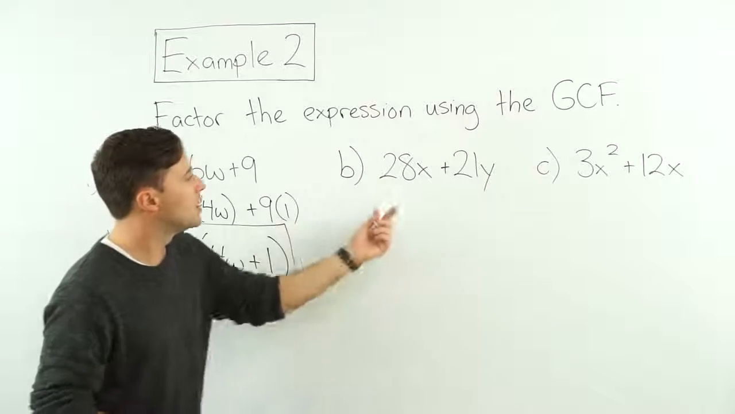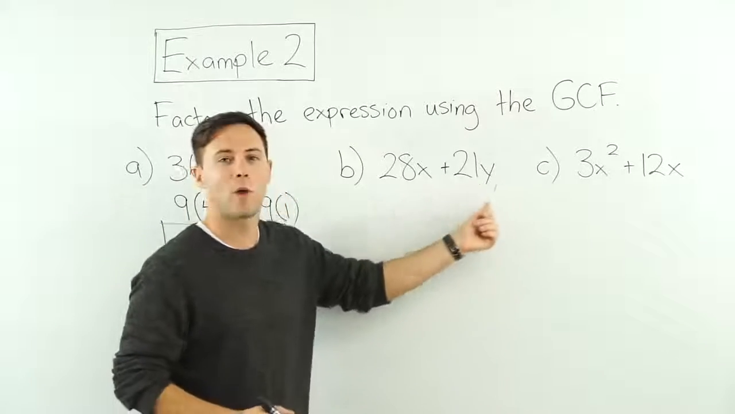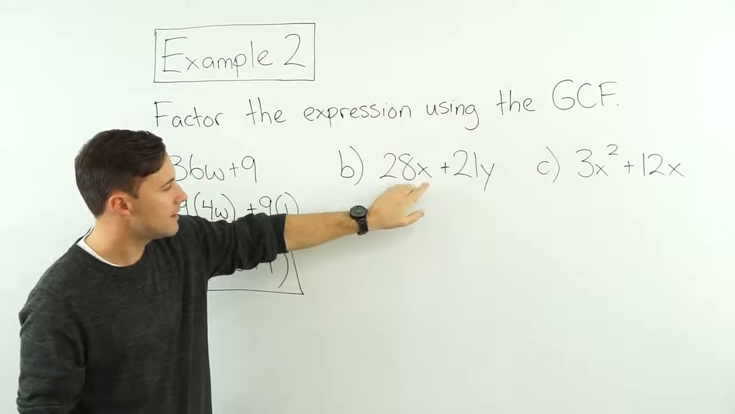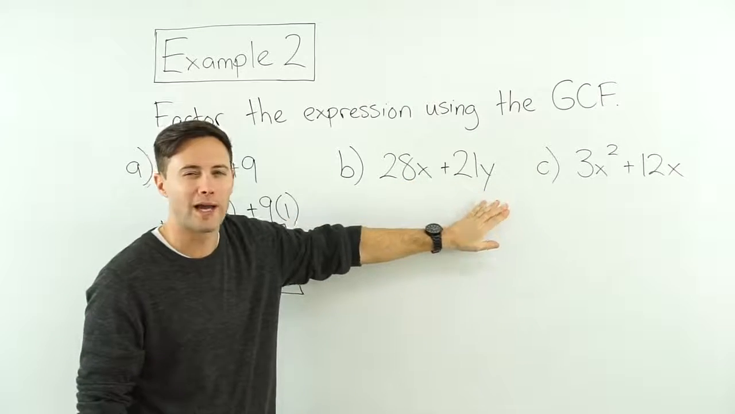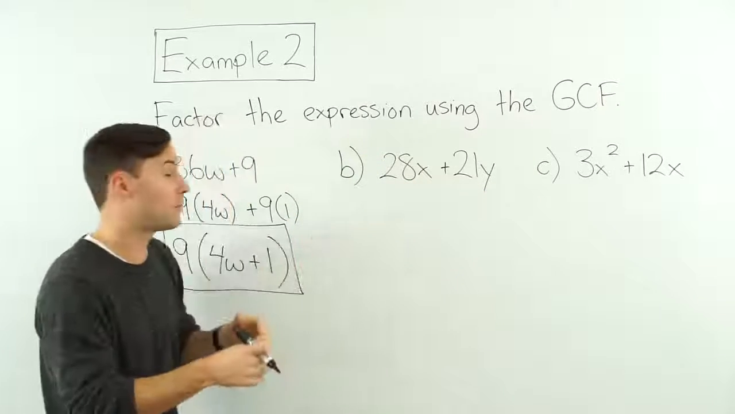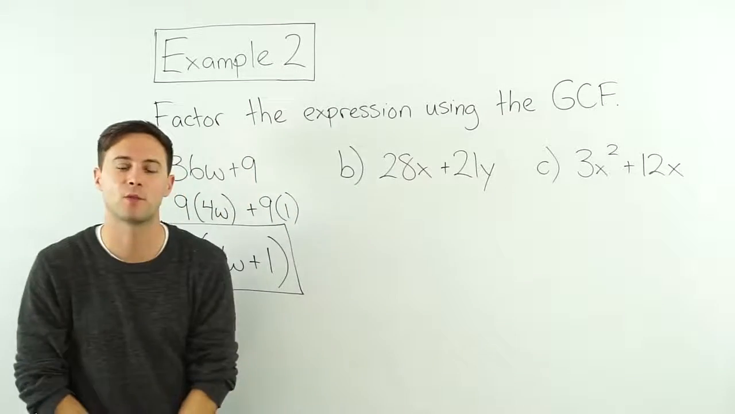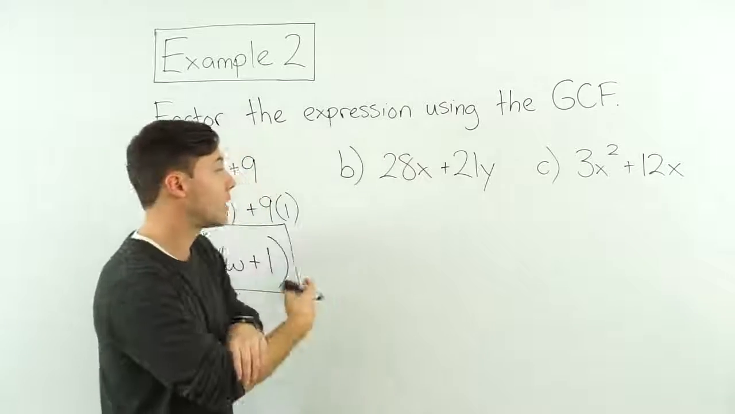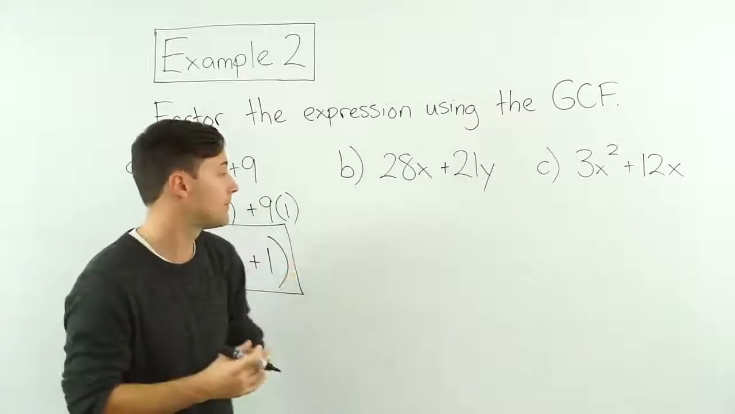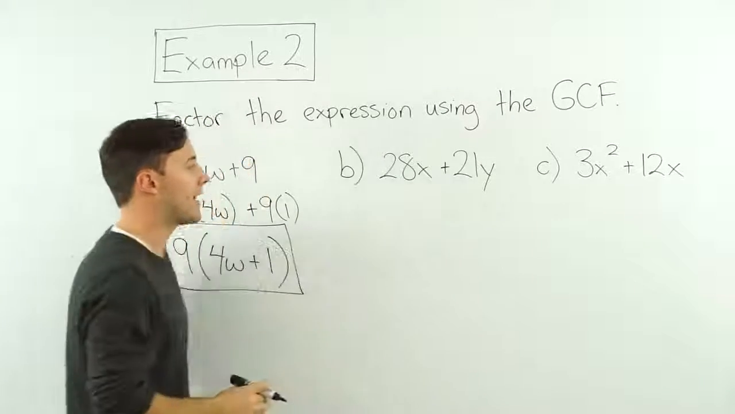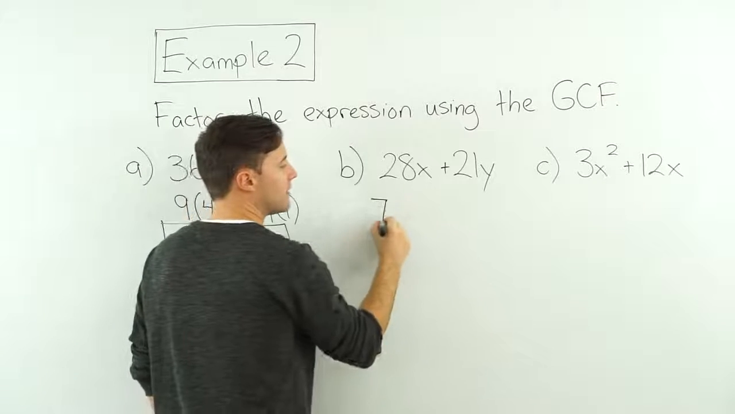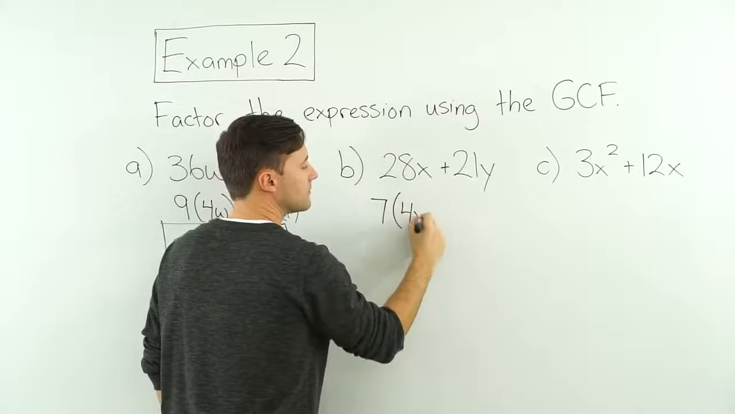Let's look at B. 28x plus 21y. Again, this term has an x, this term has a y. So those aren't going to be part of what I'm factoring out. I'm just going to focus on the 28 and the 21. What's the greatest common factor of 28 and 21? 7. So 28x I'm going to think of as 7 times 4x.